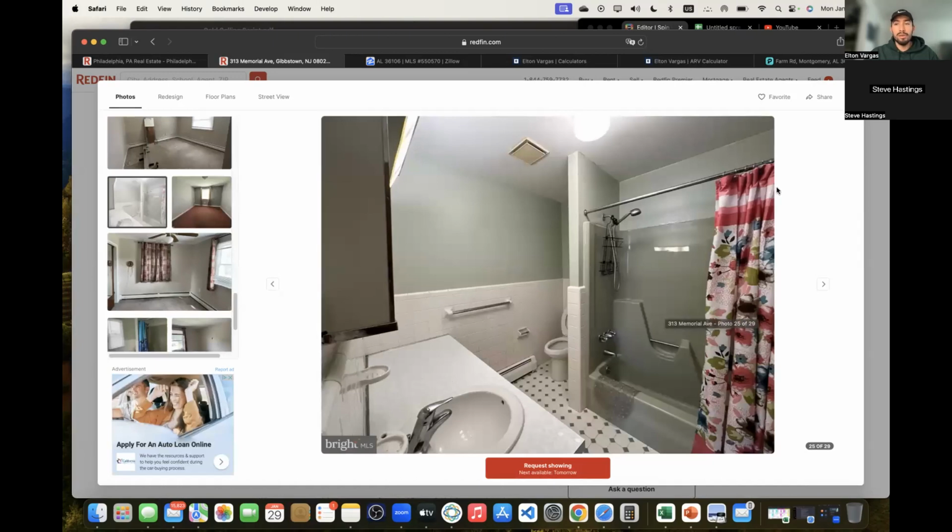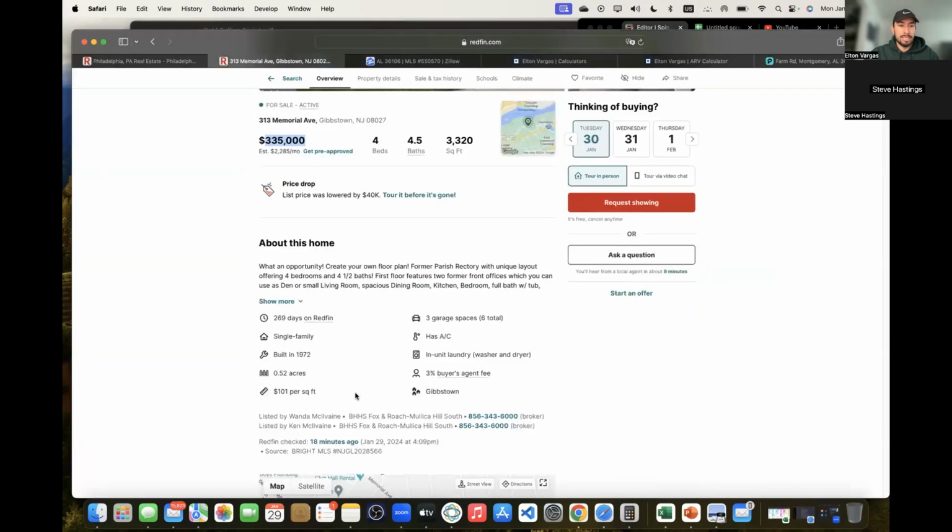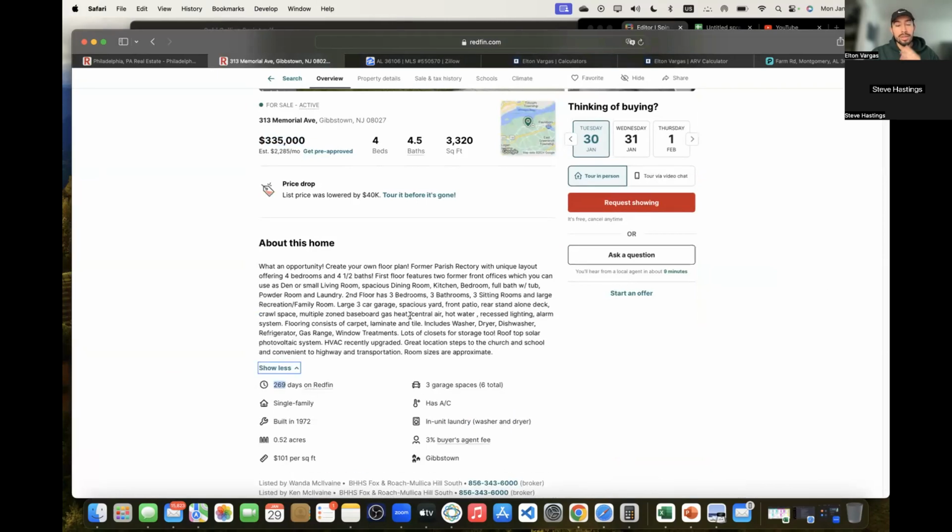So this is a great property for me to analyze off the bat. Asking price 335. It's been sitting on the market for 269 days. Sometimes I like to read the description from the agents, because some agents I like to work with, some of them I don't. There's always a pro and con with agents, but the ones that are really good always list a few key things of what recently got updated, like the HVAC. It looks like nothing else. Carpet, laminated tile, a rooftop solar.